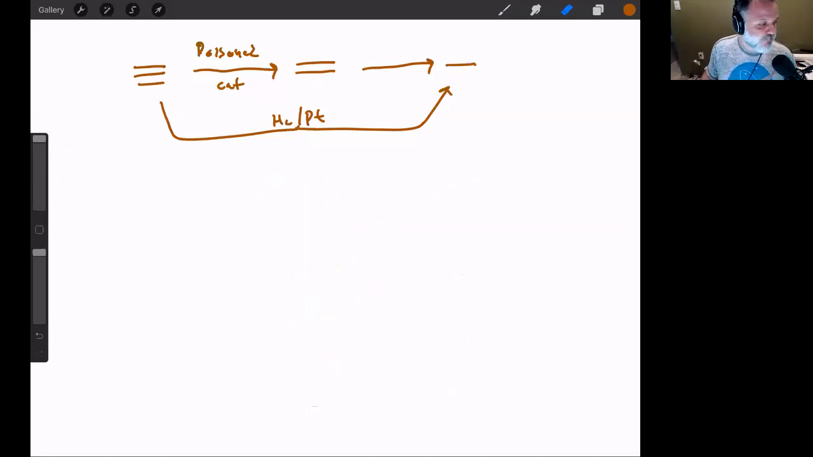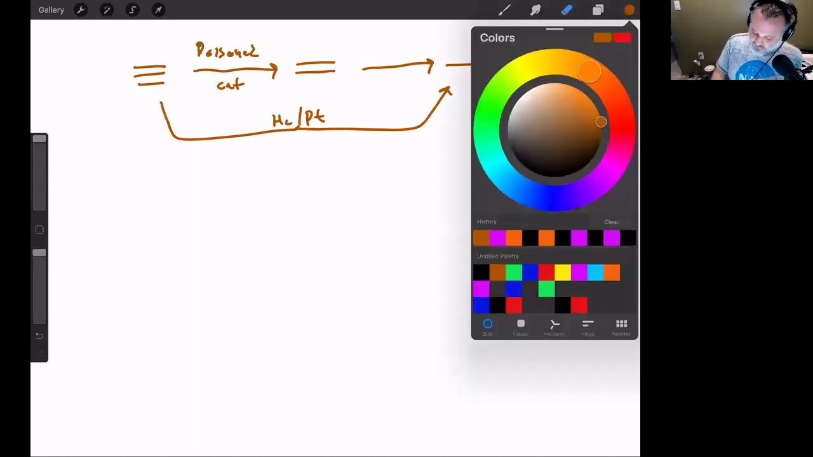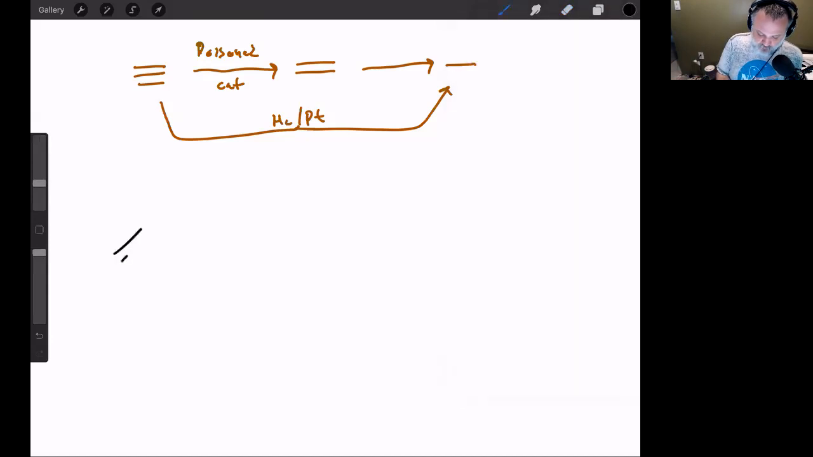Okay, so remember from a synthetic standpoint, we know how to take triple bonds and turn them into alkanes and alkenes. Also, we know how to make triple bonds. So let's say we start off with an alkane or an alkene. Is there a way that we can turn it into a triple bond?